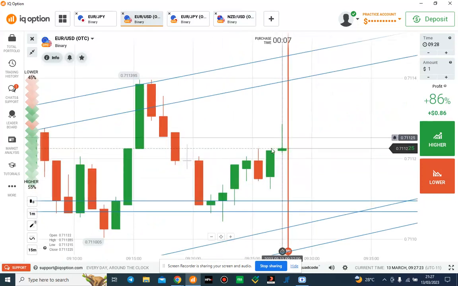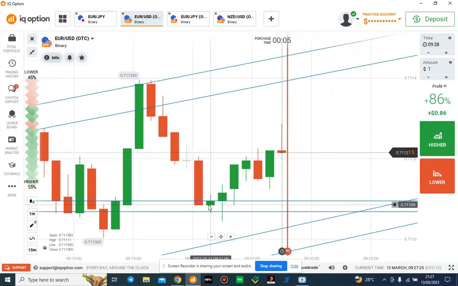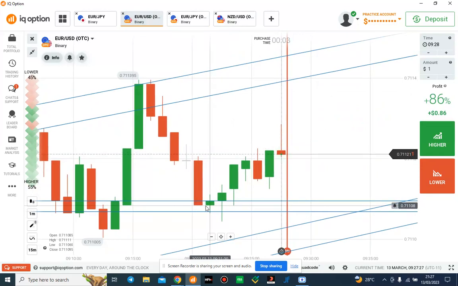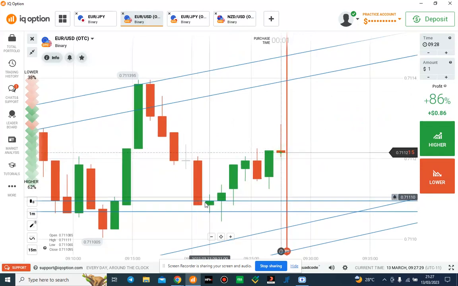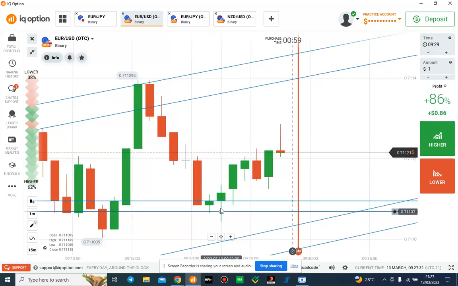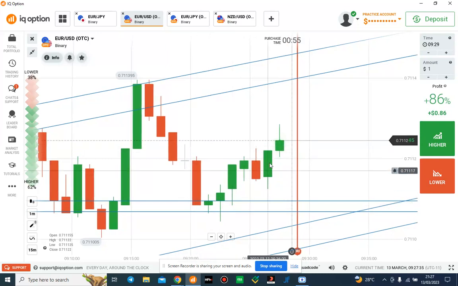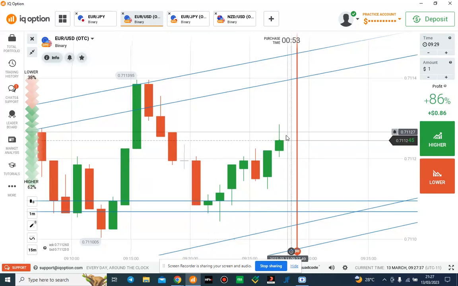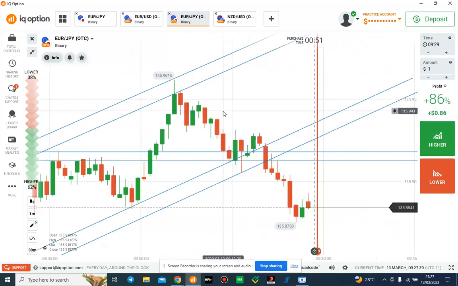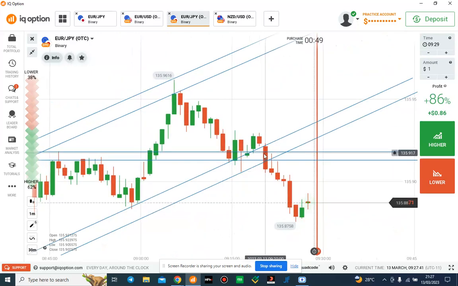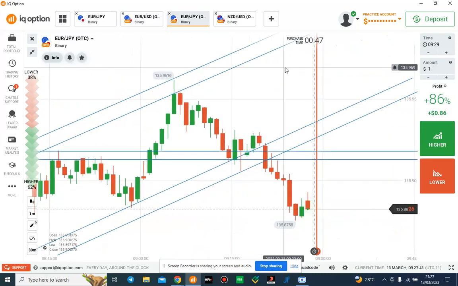You can see the buyers are still moving up because the market closed inside this horizontal line. Okay, it did not break the horizontal line, but it closed inside the horizontal line. This is not the breakout. It closed inside the horizontal lines. So that is why the buyers entered. But if this candle closes inside the horizontal line, we can expect buyers entry as well.